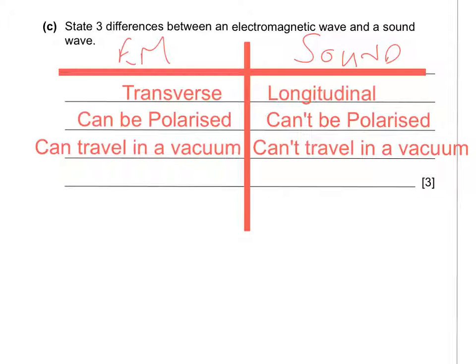And then obviously the unique property that electromagnetic waves have is that they can travel in a vacuum. And sound is a mechanical wave, it needs a substance to travel in, so sound cannot travel in a vacuum. So electromagnetic waves don't require a medium, but sound does.